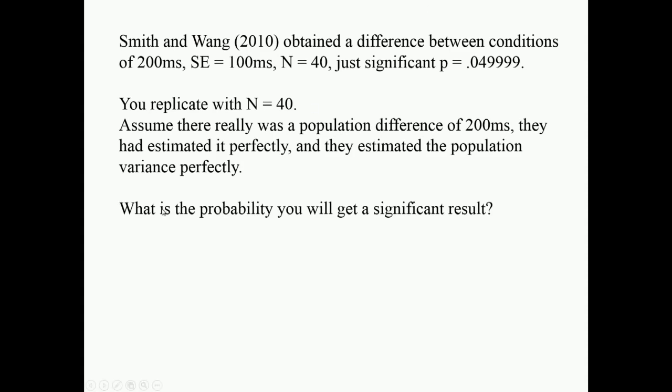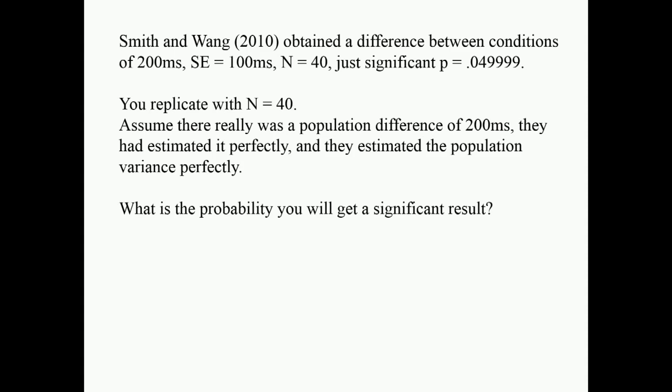Now, assume, just for the sake of example, they got 200 milliseconds difference between conditions. Let's just say, by some freak of nature, that is exactly the population value. That is the effect you're trying to pick up. So let's assume, even though Wang and Smith might have been at some different university, for the subjects you're selecting, there is an effect of 200 milliseconds. There really is an effect. The null hypothesis actually is false for you to the tune of 200 milliseconds. The standard error is a measure of variability in the data. It depends on the number of subjects and the variability. It comes to 100 milliseconds. Let's just say that they got that exactly right. The population variability you're dealing with would also be exactly the same as they got. So there is an effect there. The null hypothesis is false.